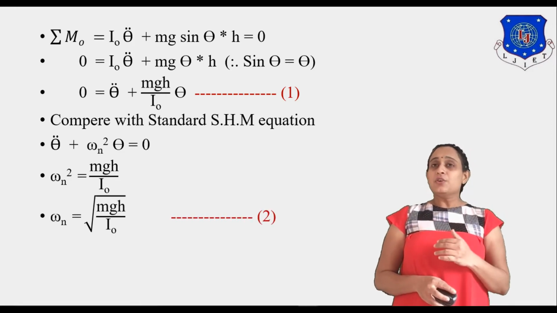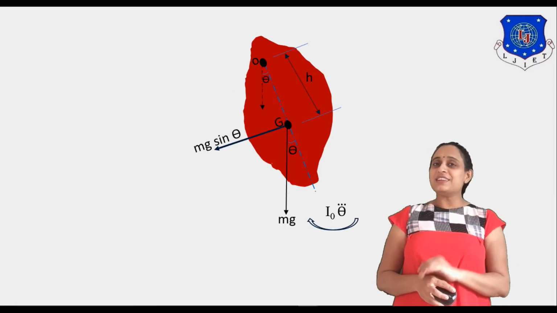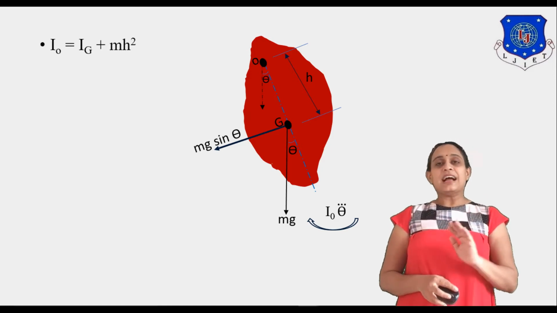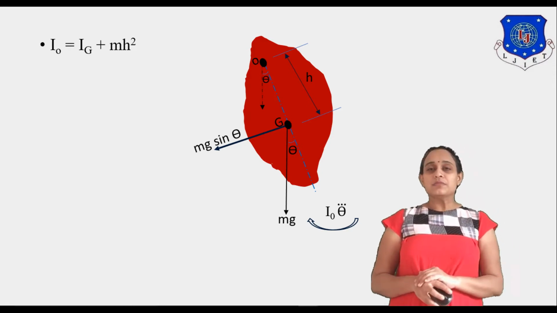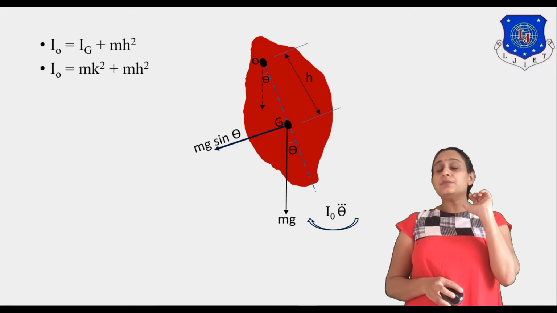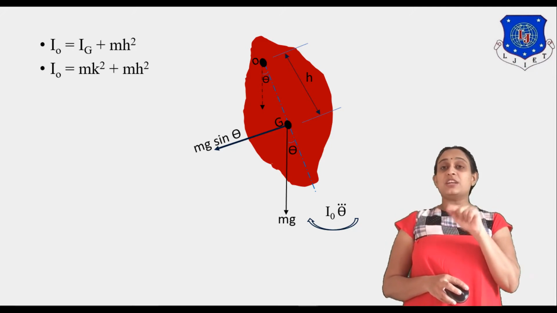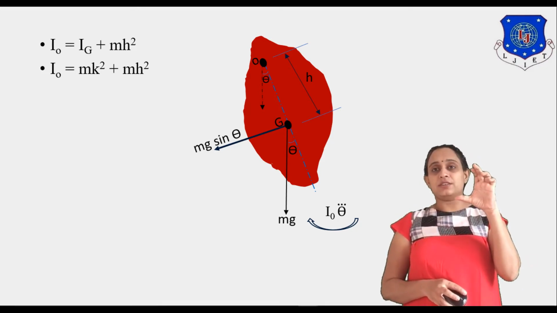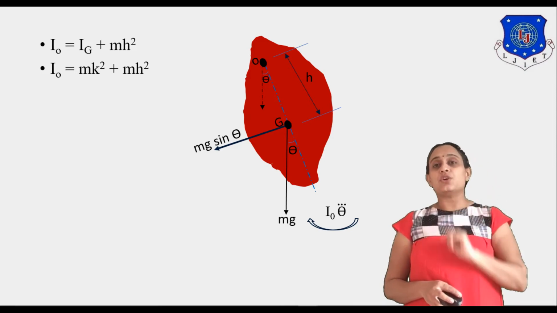And what is the final frequency of the system? For the final frequency, we have to solve for the I0 value. I0 is equal to Ig plus mh square. How does this come? Understand: from this point O, we have the center of gravity G, and we have the Ig value, the mass moment of inertia at G. But point O is at height h. So we can write mh square in addition to that.